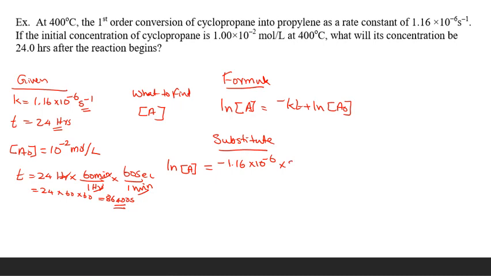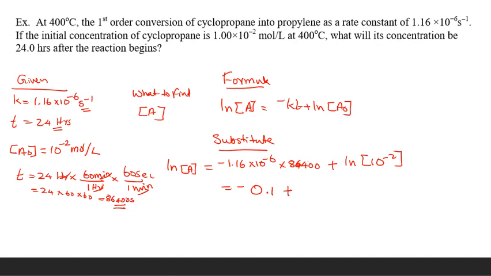And we have to multiply that with the time in seconds, 86,400, and we have to add that to the logarithm of the initial concentration, that is 10 to the power negative 2. When you plug it in the calculator, you can see that 1.16 times 86,400 equals 0.1 when you multiply with the 10 to the power negative 6.